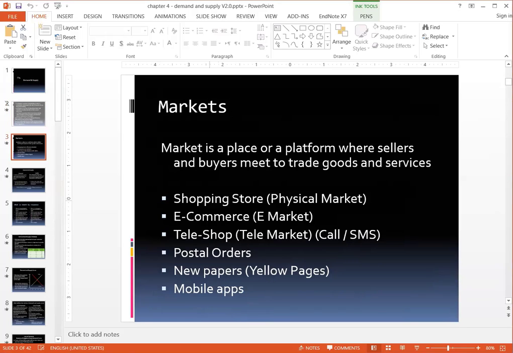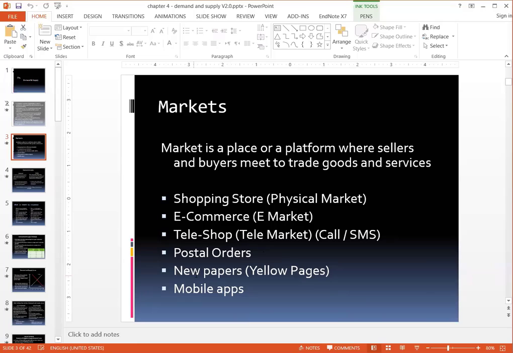Before starting, first of all, let's start with markets. A market is a place or a platform where seller and buyer meet to trade goods and services. It's not necessarily a physical place, just like we use market in Urdu or in English. It can also be a non-physical platform. For example, shopping stores are a physical market. E-commerce is a website. Teleshop is a telemarket via SMS or call. Postal orders are via post.